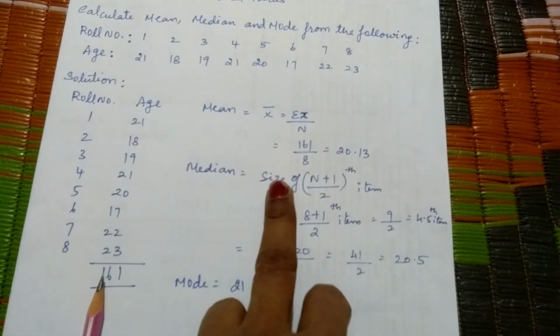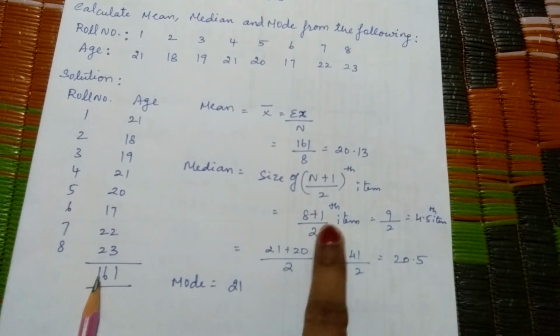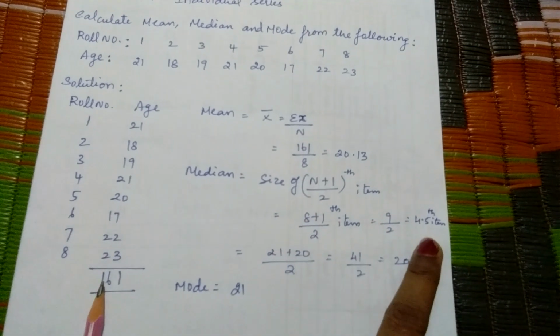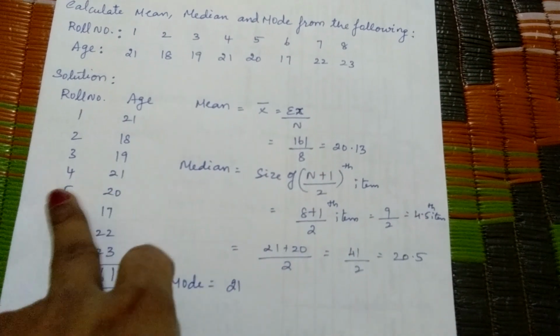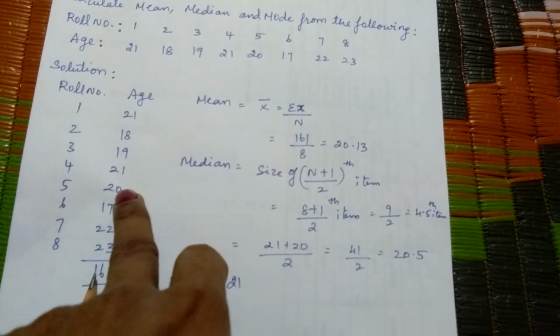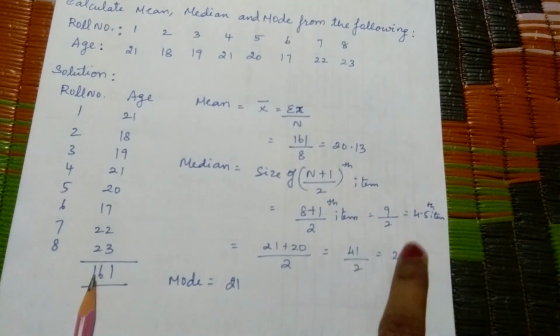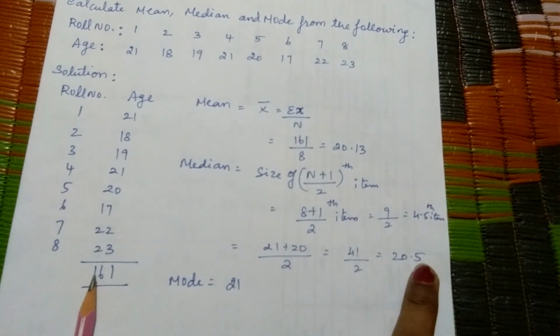Median, what is the formula? Size of n plus 1 by 2th item. N is 8. 8 plus 1, 9 by 2. 9 by 2 is 4.5. So 4.5 means it comes in between 4 and 5. So you will add 21 plus 20 divided by 2. That is 20.5. So you can take median equal to 20.5.